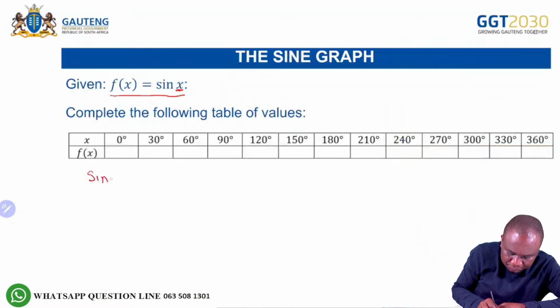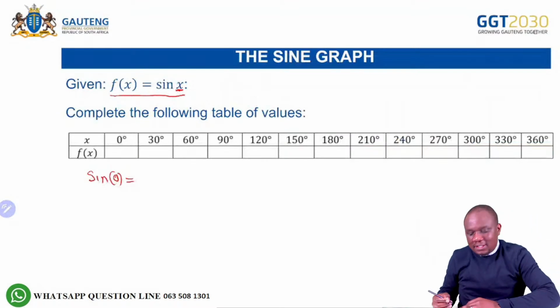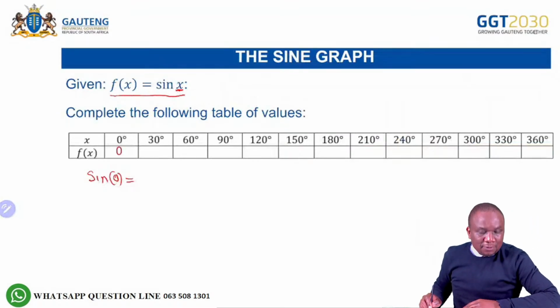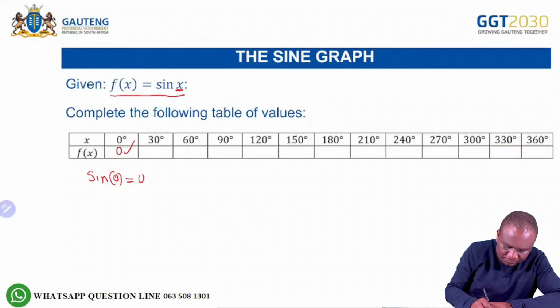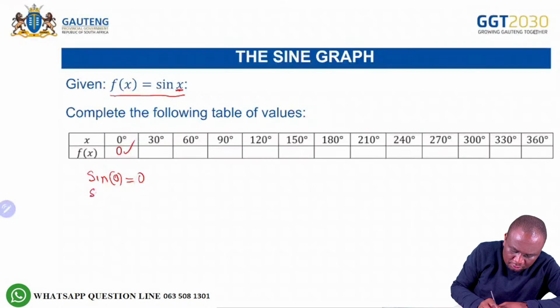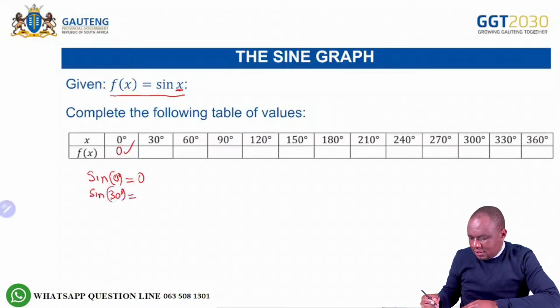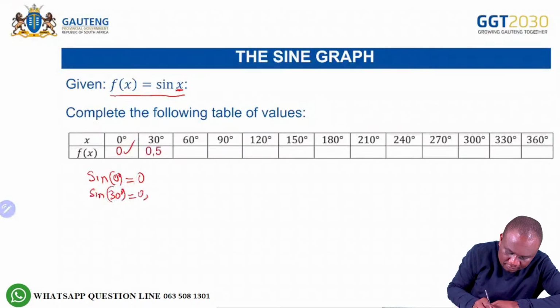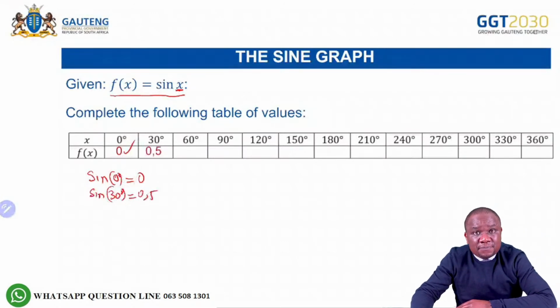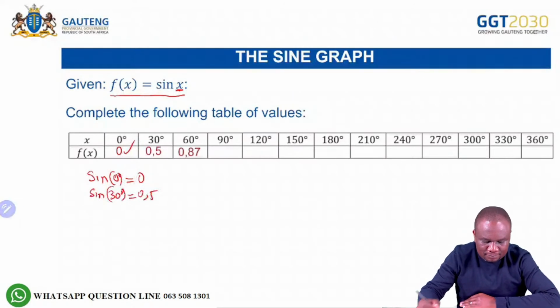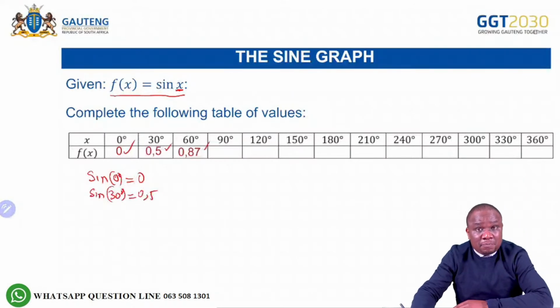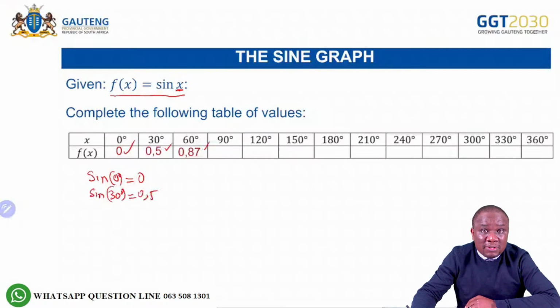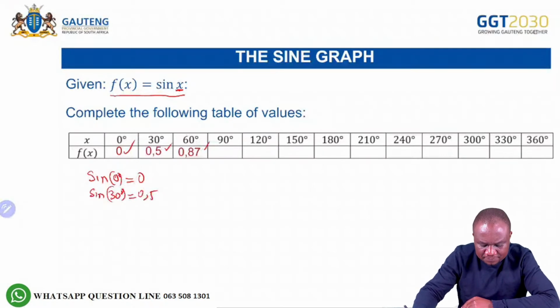Sine 0 is equal to, what did you get? We did this in the baseline. Sine 0 is 0. Mark that. Okay. Sine 30, I won't write all of them, I'll end with 30. Sine 30 degrees, this is 0 degrees. What did you get? 0,5. Okay. And then sine 60 degrees, after rounding off, should be 0,87. Mark that. If you got it wrong, please correct it, because we're going to use these values to plot our graph. So the values must be correct.